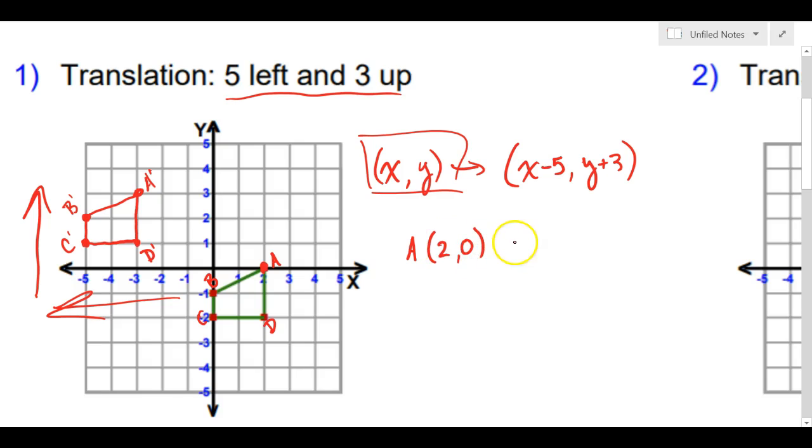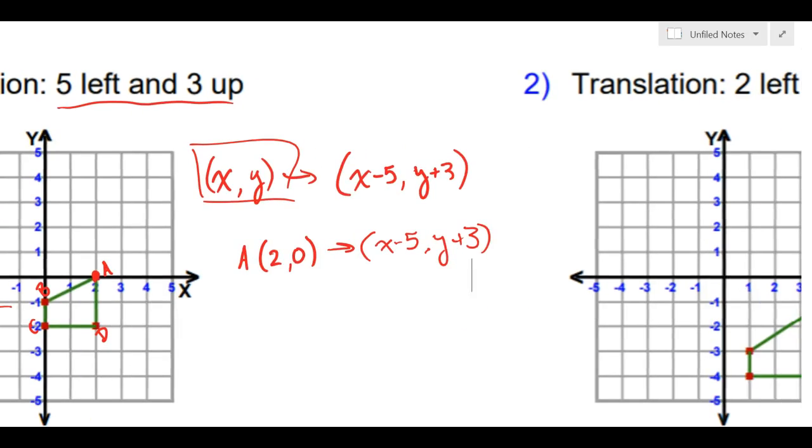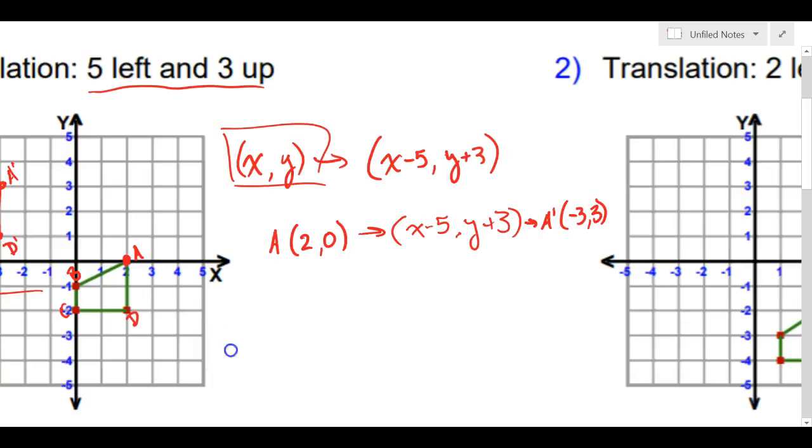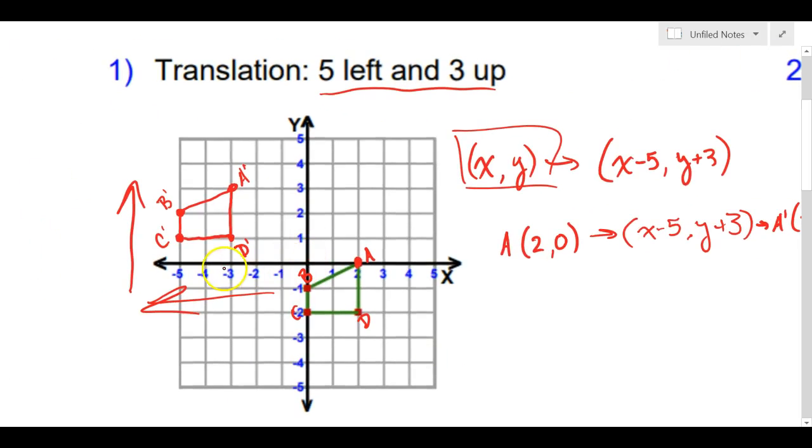Well, then I have to say, under translation, x minus 5, y plus 3. I should get an A prime that is, well, what's 2 minus 5? Well, it's negative 3. And 0 plus 3 is 3. So A prime should have ended up at negative 3, 3. Well, let's see. Negative 3, 3. A prime did, in fact, end up where it needed to.